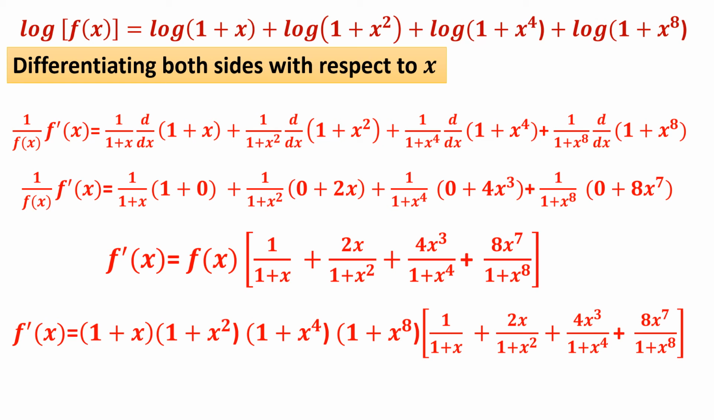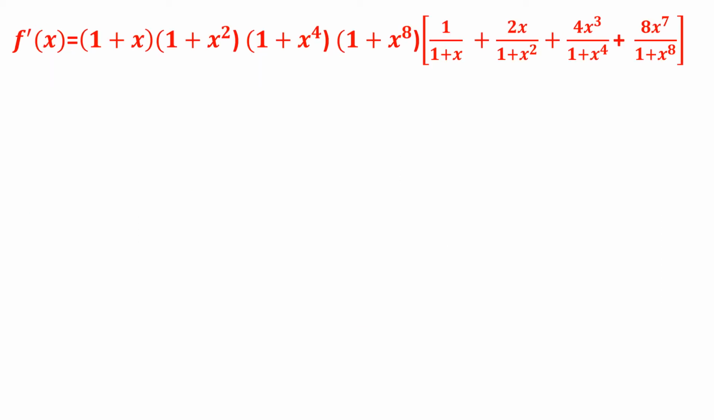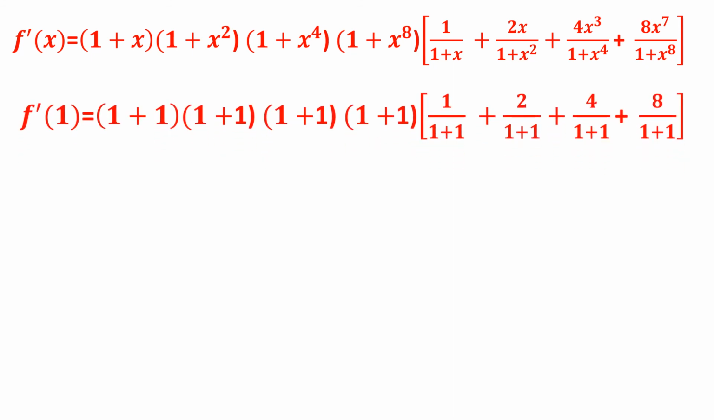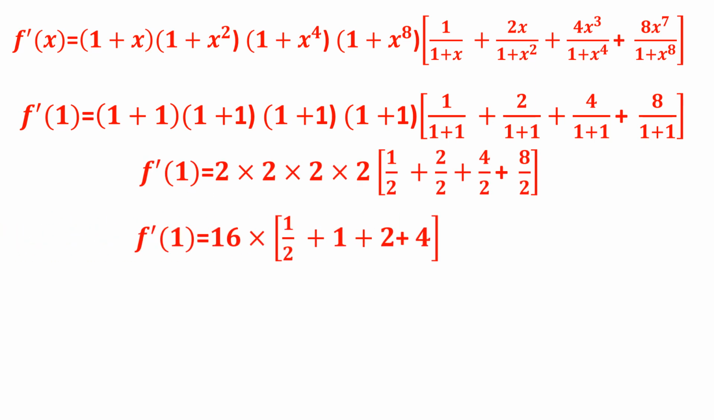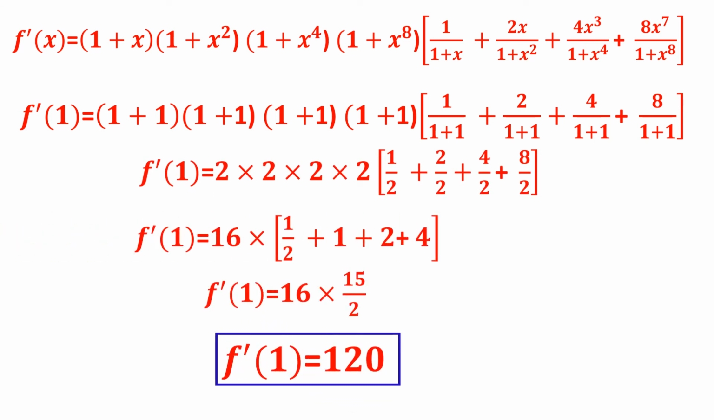Therefore, this is a lengthy expression you are getting: 1 plus x into 1 plus x square into 1 plus x power 4 into 1 plus x power 8, times 1 upon 1 plus x plus 2x upon 1 plus x square plus 4x cube upon 1 plus x power 4 plus 8x power 7 by 1 plus x power 8. We have calculated f dash of x. What they want is f dash of 1. Replace x equal to 1 everywhere. It is a very simple one. You have to simply do 2 into 2 into 2 like that, simplify it, and finally you will get 120 as the value of the derivative at x equal to 1.